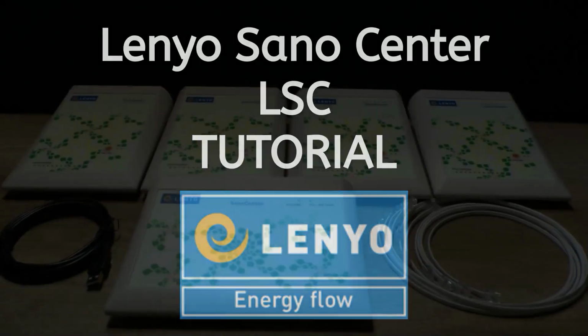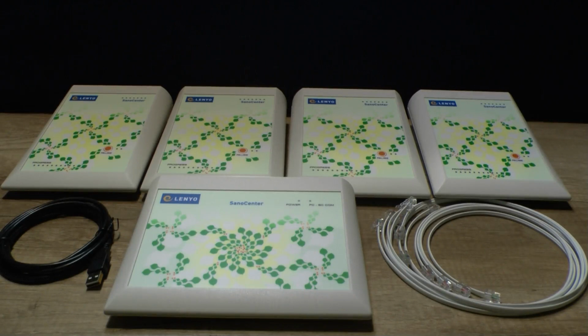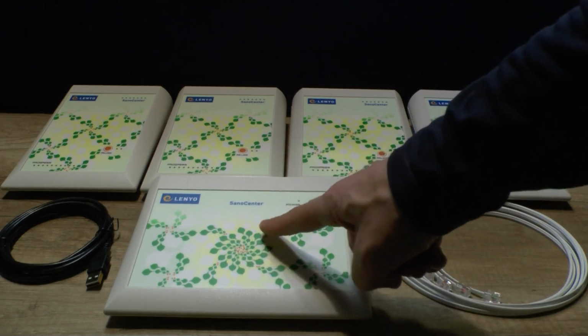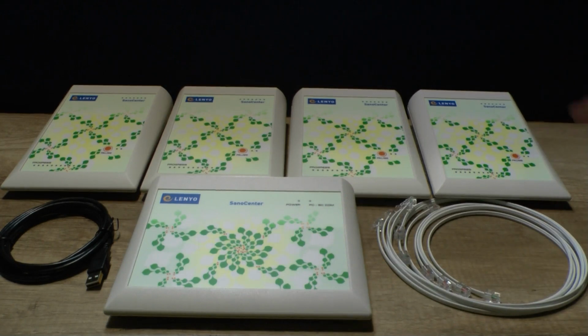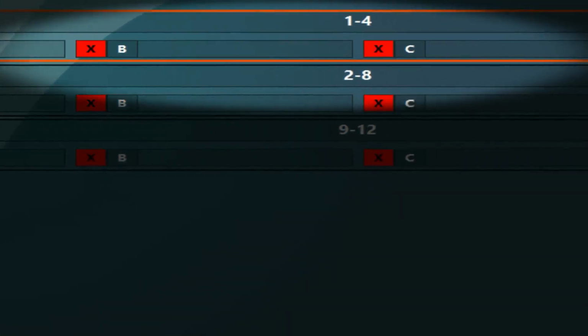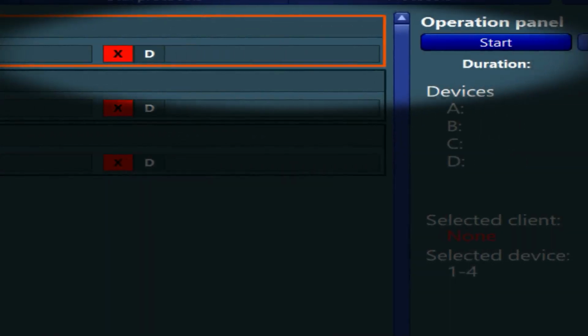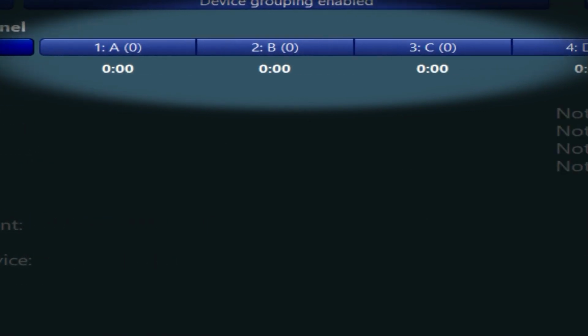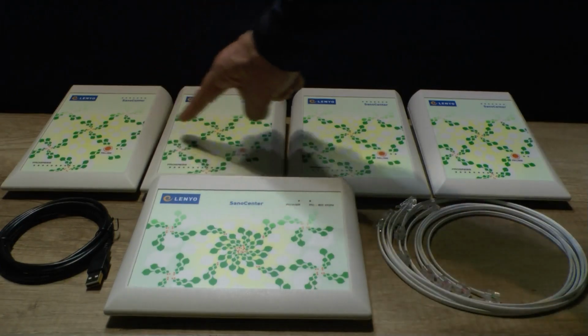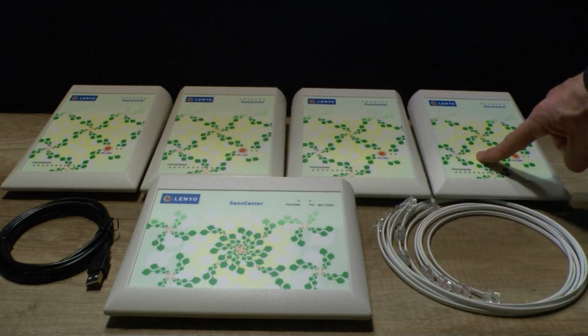Learn how to assemble the Lsc Sono Center Professional Treatment Set with this comprehensive tutorial. The set consists of the central unit, which distributes the treatment protocols to the signal generators. It also includes 4 signal generators that produce the pre-programmed signals for the antennas. In the Sono Center application, they are channel A, B, C, and D.